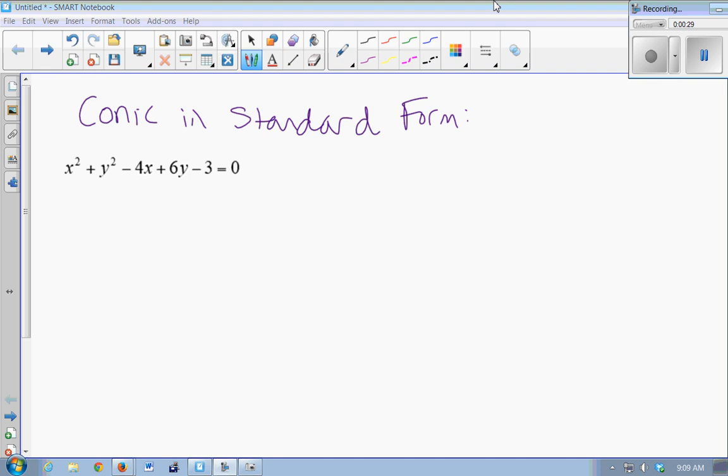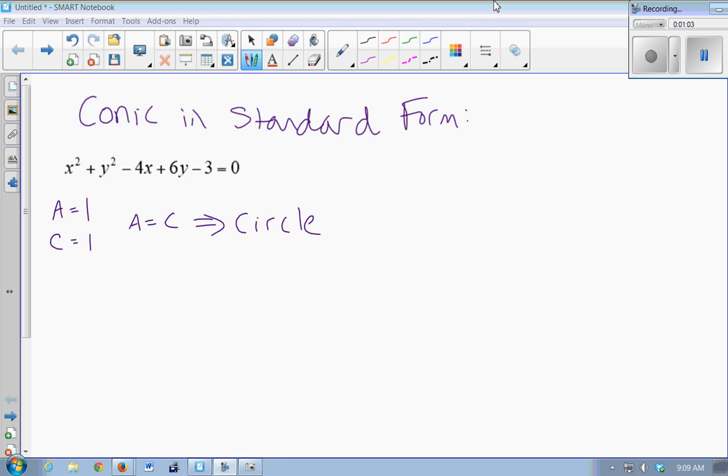So the coefficient on x squared and the coefficient on y squared, in this case, are both 1. So a is 1, c is 1, a equals c, which tells you that this is a circle. If a equals c, it's a circle. If a times c is 0, it's a parabola. If a times c is positive, it's an ellipse, and negative, it's a hyperbola. All those things are on the bottom of this sheet.